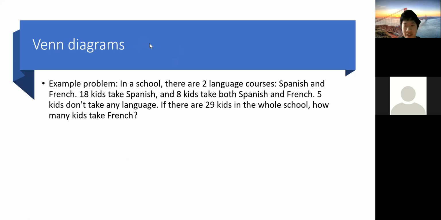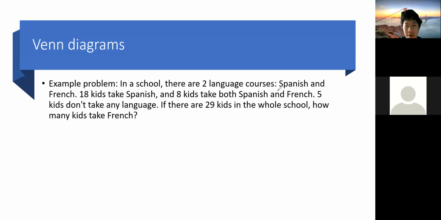So we have this example problem here. In the school, there are 2 languages, Spanish and French. 18 kids take Spanish, 8 kids take both, and 5 kids don't take any language. If there are 29 kids in the whole school, how many kids take French? This is a very small school, but so what are we going to do here?